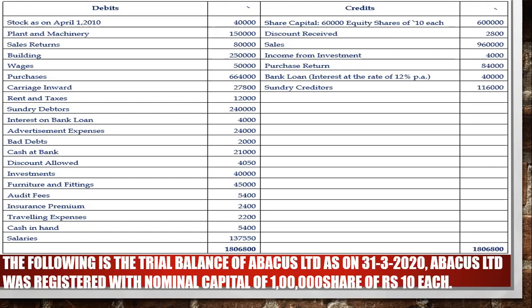So here you have to do sales minus sales return. Your sales amount will be 9,60,000. Can you see, guys? You have to deduct your sales return amount, that is 80,000, in the same line. So you will get 9,60,000 minus 80,000, that is 8,80,000. So 8,80,000 you have to write in revenue from operations in the P&L statement.